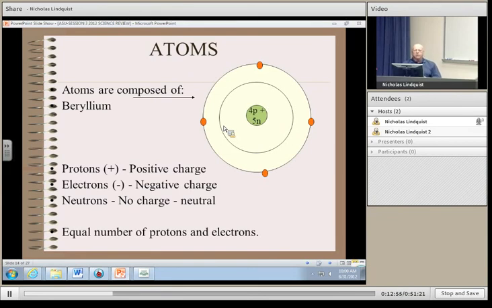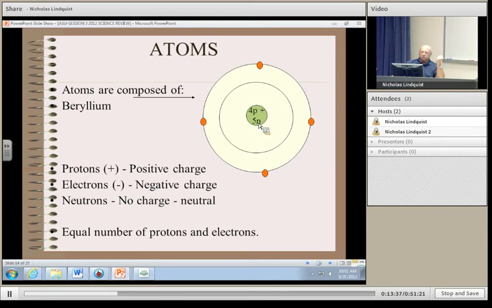And this is an atom of beryllium, for an example. You can see here the protons are in the center of the nucleus. For beryllium, that's 4. And the protons have a positive charge. And then around the orbital of that nucleus, we have electrons. Those are represented by these red dots. They are negatively charged particles. So for an atom to be in balance, you're going to have the same number of protons as electrons, so that it will be electrically neutral.